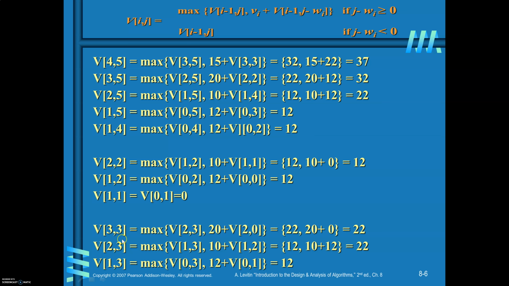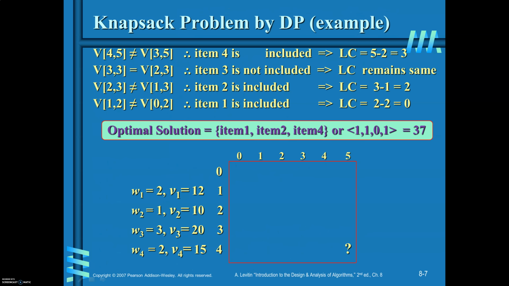15 plus the value of V3 comma 3, which is 22. So the maximum of these two values is 37. So with this we have found the value of V4 comma 5. In order to find out which items are being included in order to optimize the value, we need to backtrack in this table, so that you will come to know which items are being included into the sack in order to get this value 37.